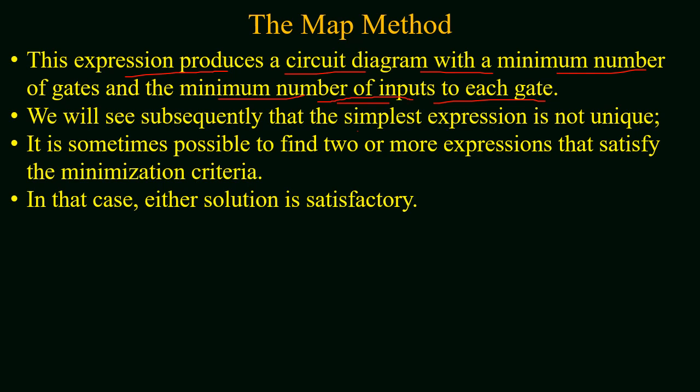Like we said, a user can select various patterns of squares and then identify the simplest equation among those. This means that the algebraic representation of a Boolean function is not unique. It is sometimes possible to find two or more expressions that satisfy the minimization criteria. In that case, either solution is satisfactory.